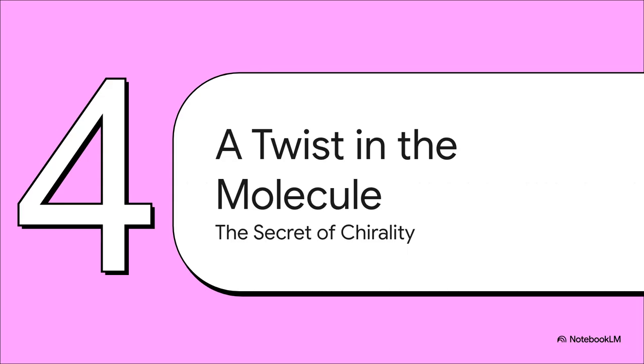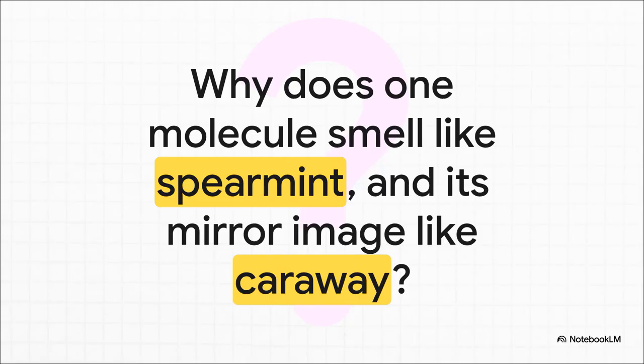All right, for our final section, we are leaving the flat 2D world of the textbook page and jumping into the fascinating 3D reality of these molecules. We're about to uncover a hidden property called chirality, and trust me, it has some seriously profound implications. So let me ask you this. Here are 2 molecules of a compound called carvone. They have the exact same atoms, connected in the exact same order. The only difference between them is that one is the perfect mirror image of the other, just like your left and right hands. So why on earth does one smell like spearmint and the other one smell like caraway seeds?